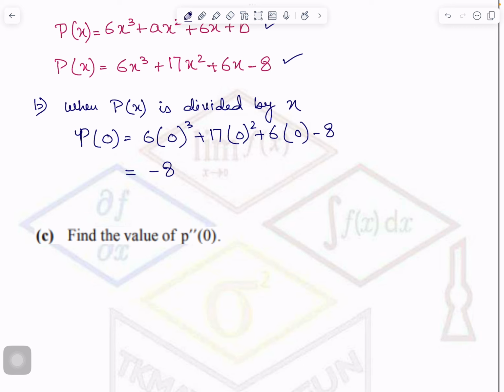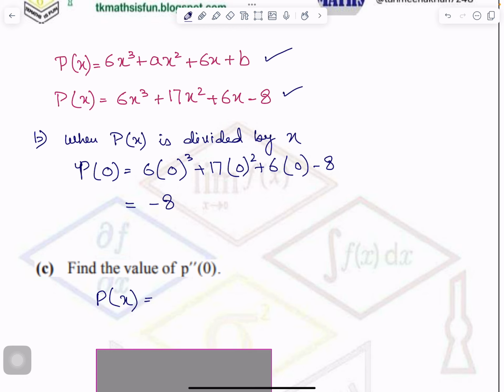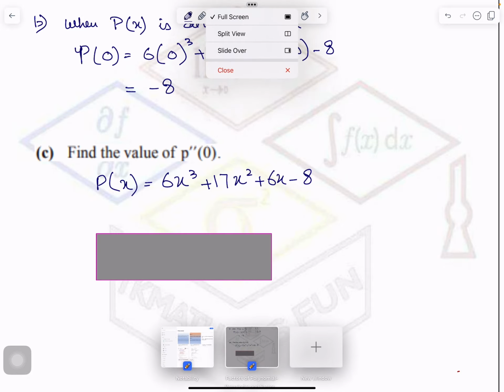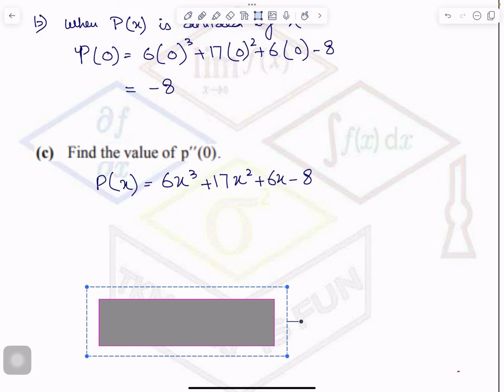We learn differentiation later, you have not done it here yet. But I am doing it here because in the past paper they merged the concepts. So if my function is 6x cubed plus 17x squared plus 6x minus 8, then just give me a second, let me move it down a bit because I need space to work.